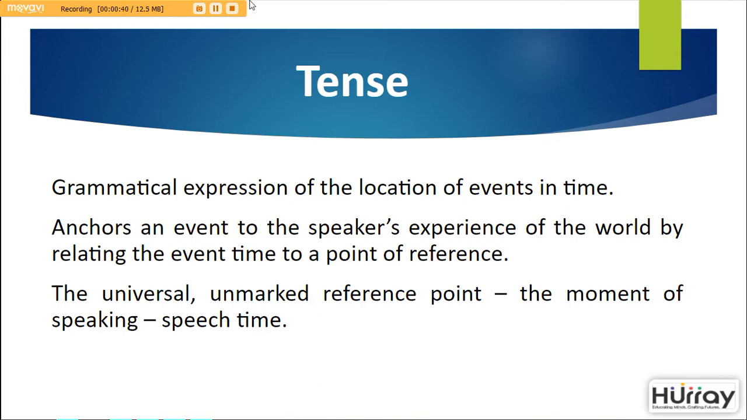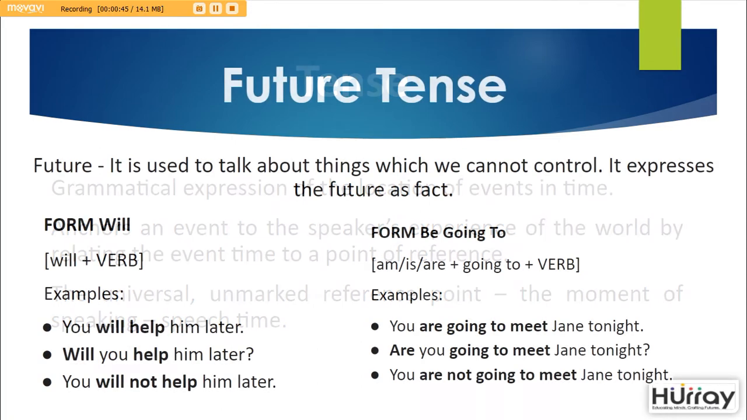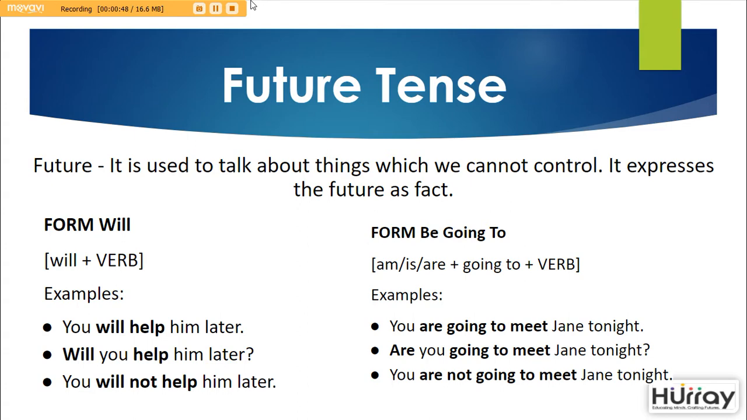Now let's have a look at what the future tense denotes. The future tense is used to talk about things which we cannot control. It expresses the future as a fact. Let's take the first one. The form is will. When you put will with a verb, this is what you get: You will help him later, or will you help him later, or you will not help him later. So will plus verb has been used in three different forms.